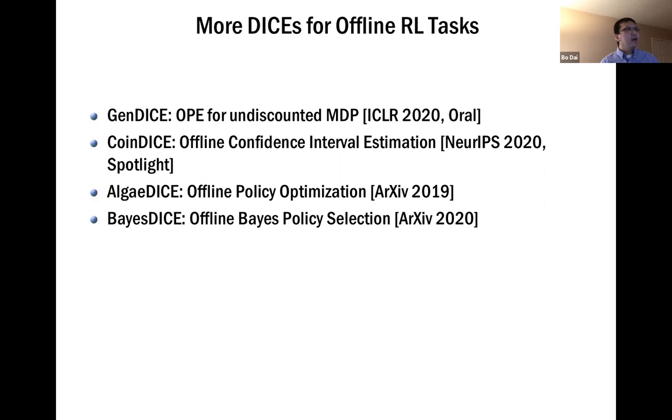Now we just introduced our base method from the framework. And we have a bunch of extensions from the framework, including GenDICE, which generalizes the method from discounted MDP to undiscounted MDP. And also CoinDICE, which not only provides you a point estimator of the policy value, but also the confidence interval of the policy value. And then we extend this method to policy optimization and policy selection, which are LGDICE and also BayesDICE. If you have some interest, you can refer to the references I've just provided.